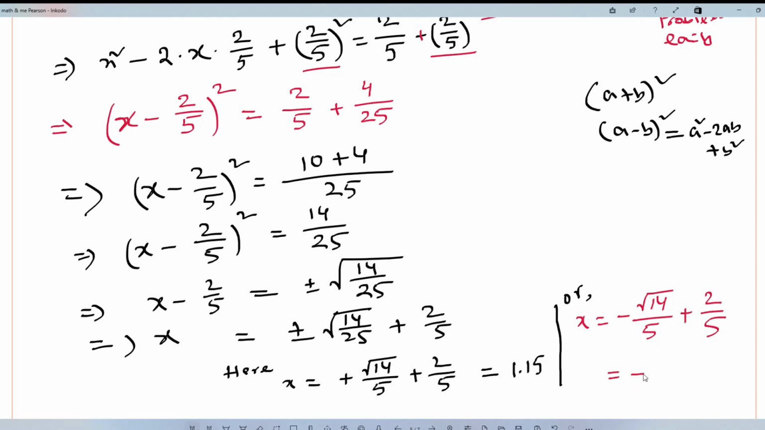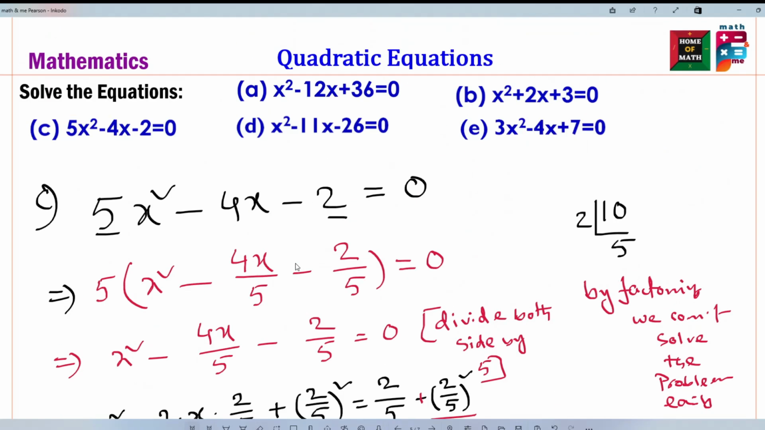Here the answer will be minus 0.35. So here are two answers, one is 1.15 and another one is minus 0.35. Look, this one we didn't solve by factoring. We are using the completing square method. Okay, so this is another formula. Hope you understand this one.